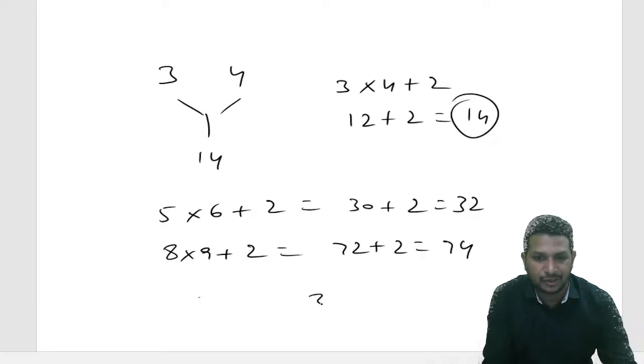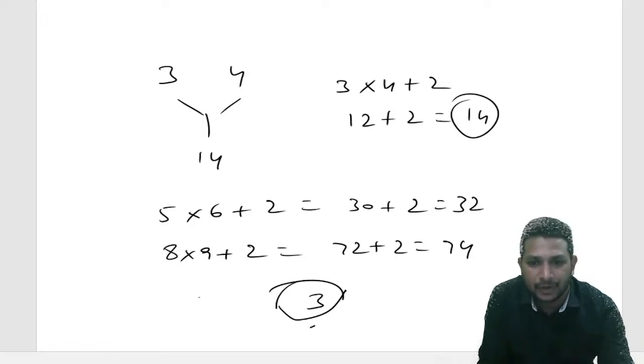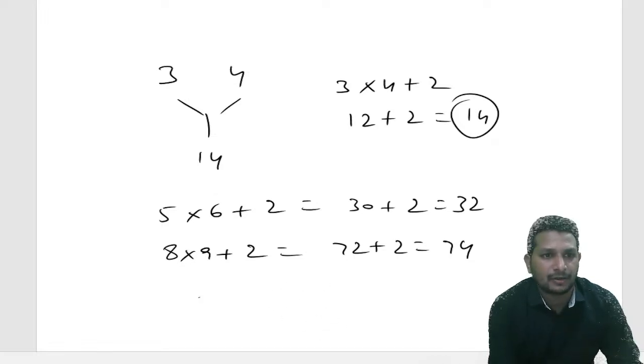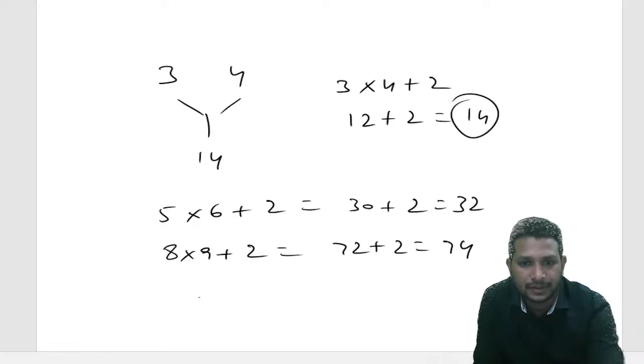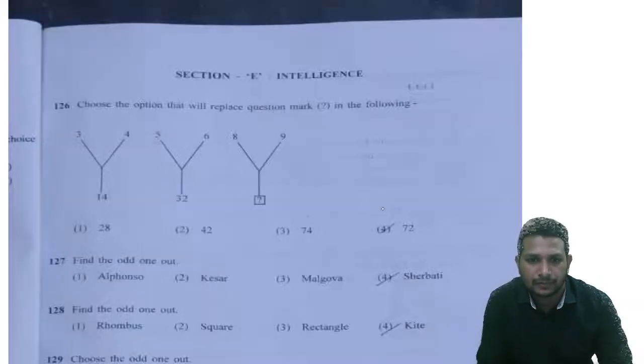So the answer for this question is option 3. Sorry, option 4 is the answer. 72. Option 4 is the answer. 74. Option 3, right? Yes, sorry. So option 3 is the correct one, 74. Next. Check that.